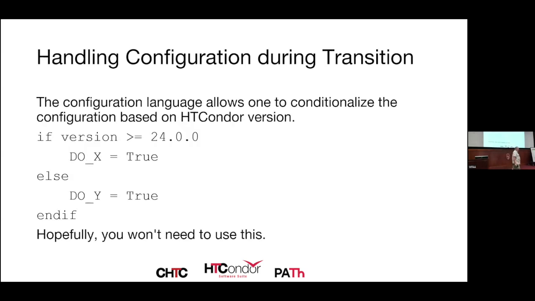Occasionally, you'll have to do something with configuration during a transition. We have a special verb in the configuration language where you can check the version. It is only a simple expression, so you can do version greater than or equal to, or less than or equal to, but you can nest or use else if to change your configuration. That way you can have it ready in advance of your upgrade.